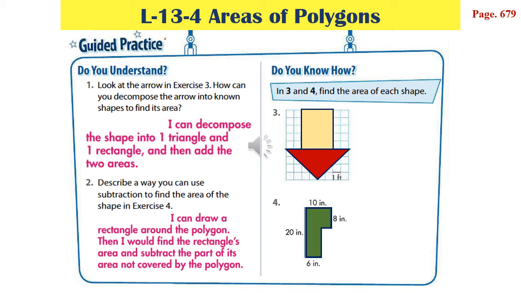What is the answer for number 3? The answer is 36 square feet. Now what will be the answer for number 4? Excellent. The answer is 150.